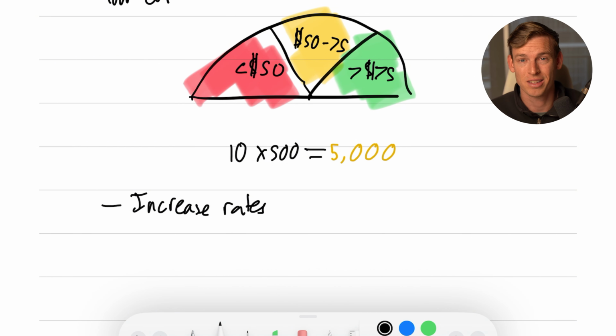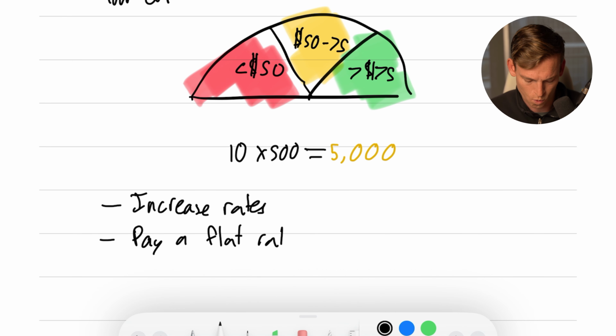And for your clients, a lot of times 165 versus 185 is not a massive difference. So that's a lot of times where we're going to start. As well, the thing I really recommend for clinicians is to pay a flat rate. And what I mean by this is to pay a dollar amount per session.